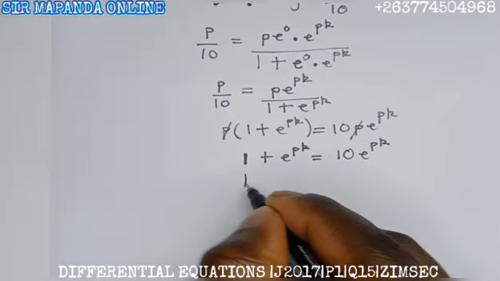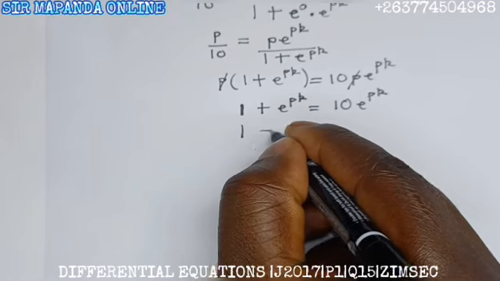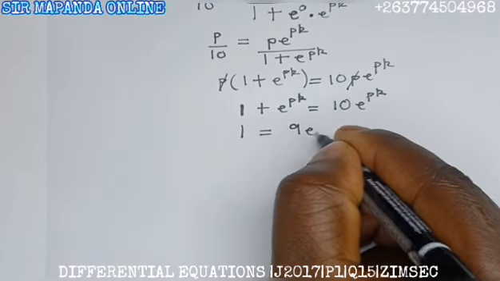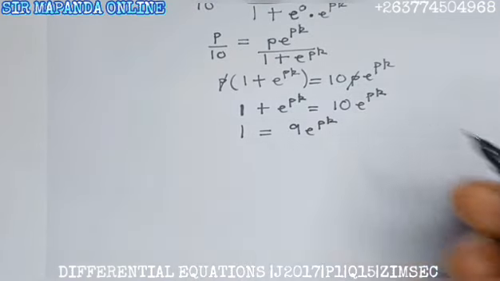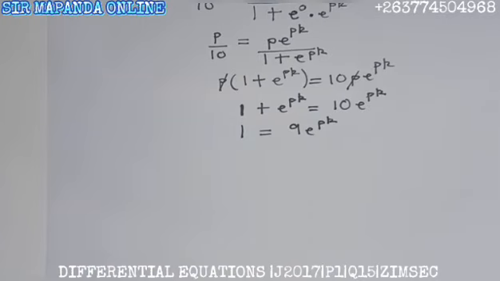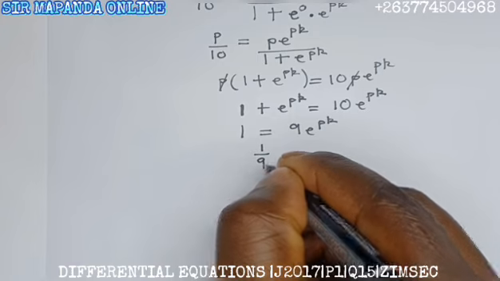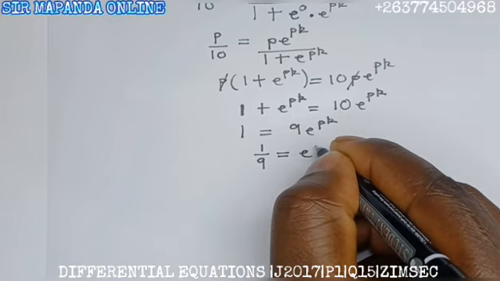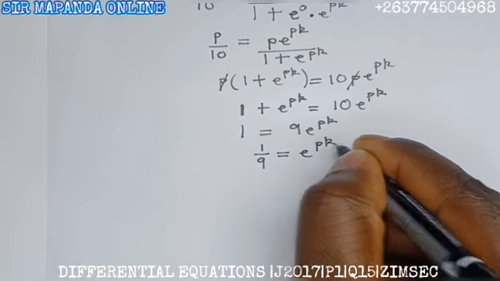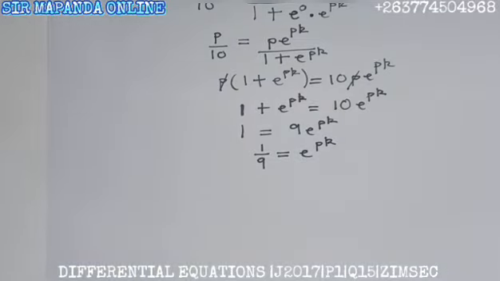Moving e to the power of pk to the right side, since they are like terms, you get 10 e to the power of pk minus e to the power of pk, which is 9 e to the power of pk. Divide both sides by 9. 1 over 9 is equal to e to the power of pk. So in simple terms, I'm going to substitute 1 over 9 for e to the power of pk in this equation.